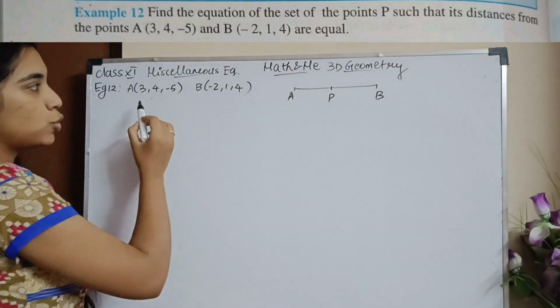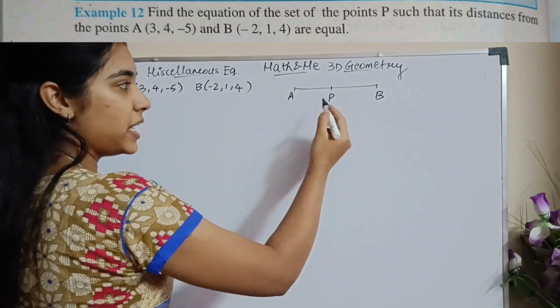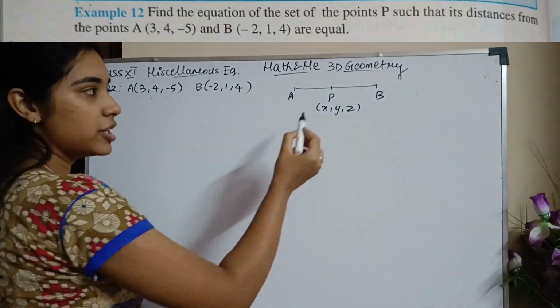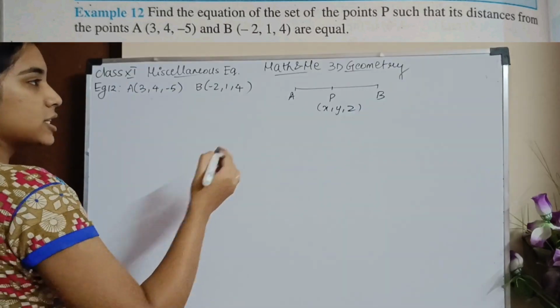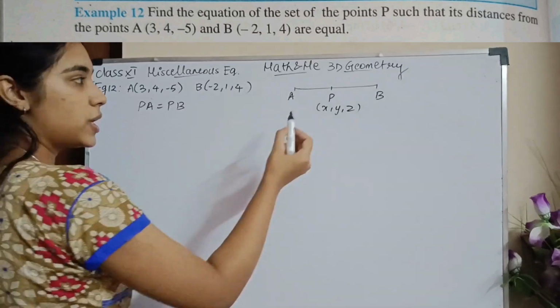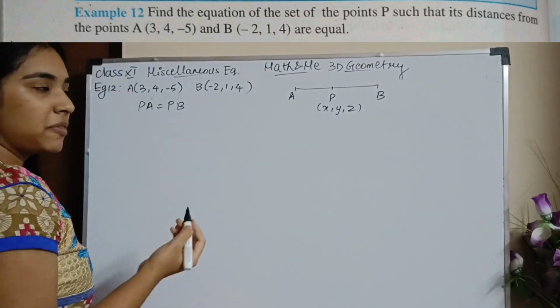Example 12. I am given two coordinates A and B. I have to find the equation of the set of points P. So let me take P to be x, y and z. I need to find the equation of the set of points P which is equidistant from A and B. So what does that mean? PA equals PB. Correct? So what is the distance P? I am given the coordinates of A and B and I am given P. So let me use the distance formula.